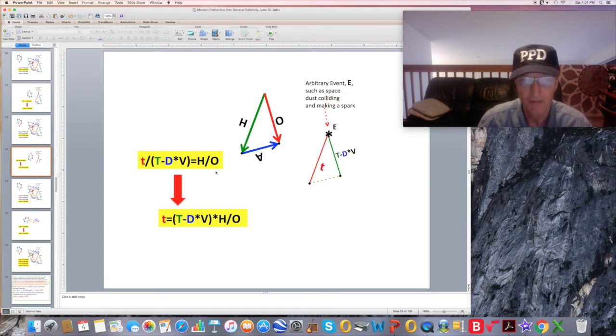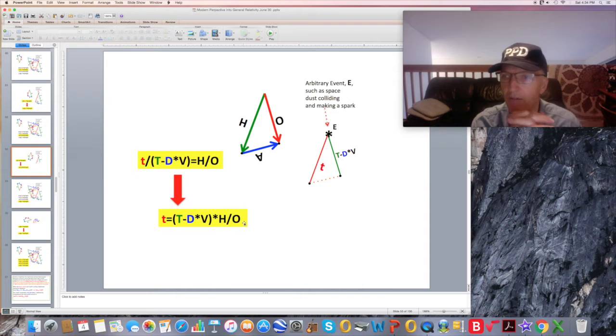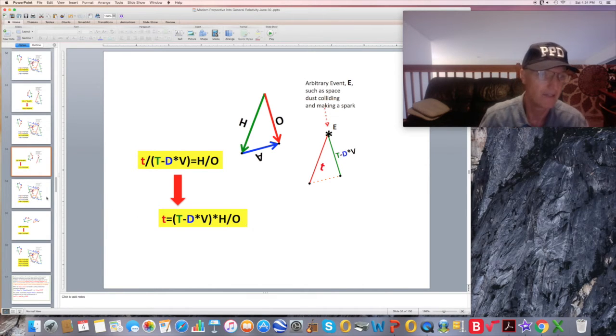So right, and then I multiply both sides by what's in brackets there, the green big T minus blue big D times v. I multiply on both sides, so isolating the little red t. Small red t is equal to big green T minus big blue D times v times h over o. So there we have it again. And that's the third expression.